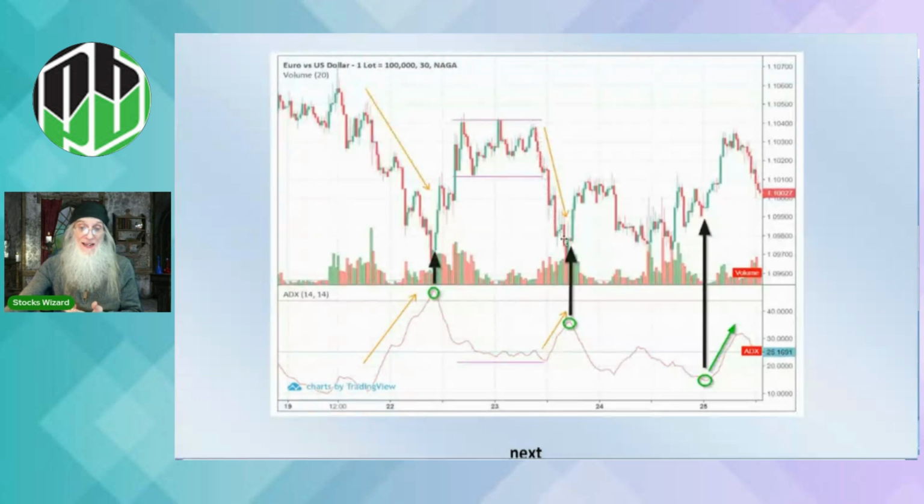Well, that was in a downtrend. Then she hit a ceiling, changed direction on her ADX. What happened? Changed direction on our trend. You change direction on your ADX, you change direction on your trend. How convenient is that? I've got some more charts.